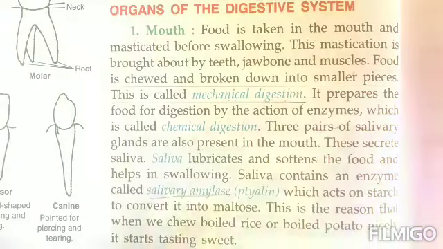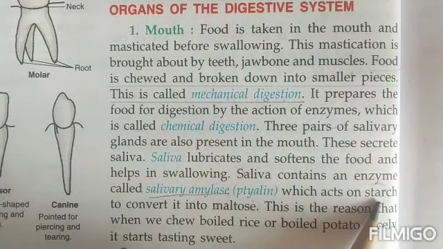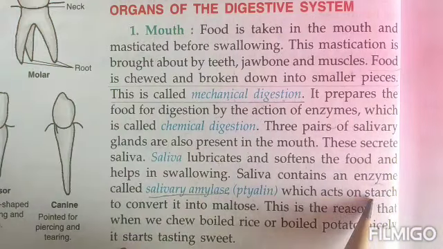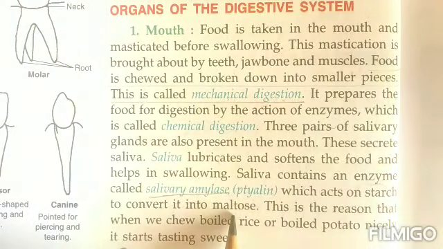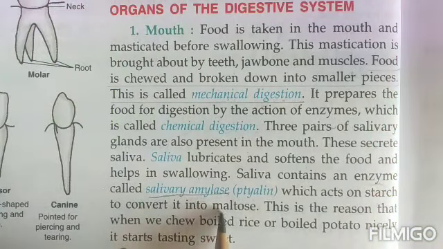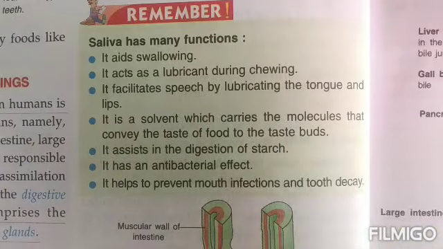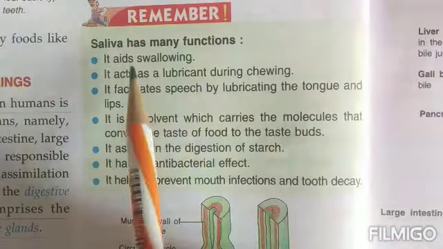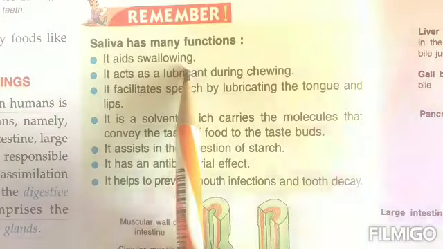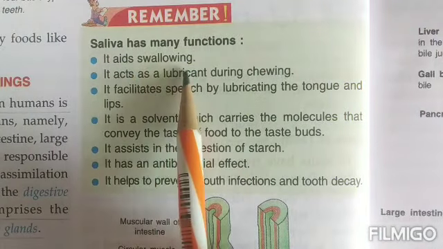Why? Because the carbohydrate, the starch which is present in it, is converted into maltose. Now maltose is a kind of sugar, so it starts tasting sweet. Now let's see the functions of the saliva, children. It aids swallowing, that means it helps in swallowing the food that we are eating.